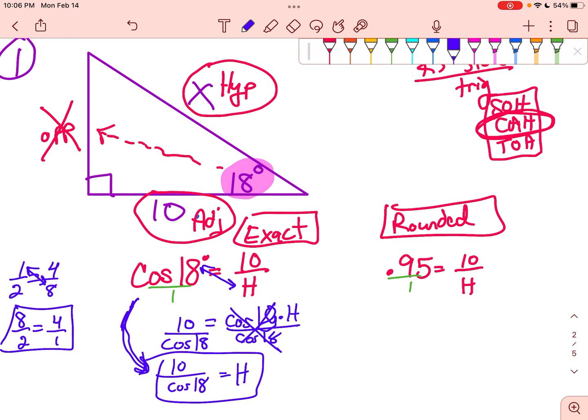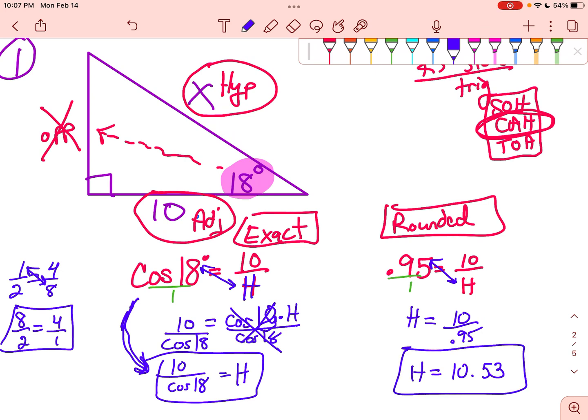So that helps me with this little shortcut. When you have a variable in the denominator, you can switch it with the numerator of its equivalent ratio. Over here, I'm going to use that same tactic. So I'm just going to flip this right here, and we have h is equal to 10 divided by 0.95. Because this is a rounded answer, we can go through and type this in. 10 divided by 0.95, and I'm getting that h is approximately 10.53. So my hypotenuse in this case is approximately 10.53.